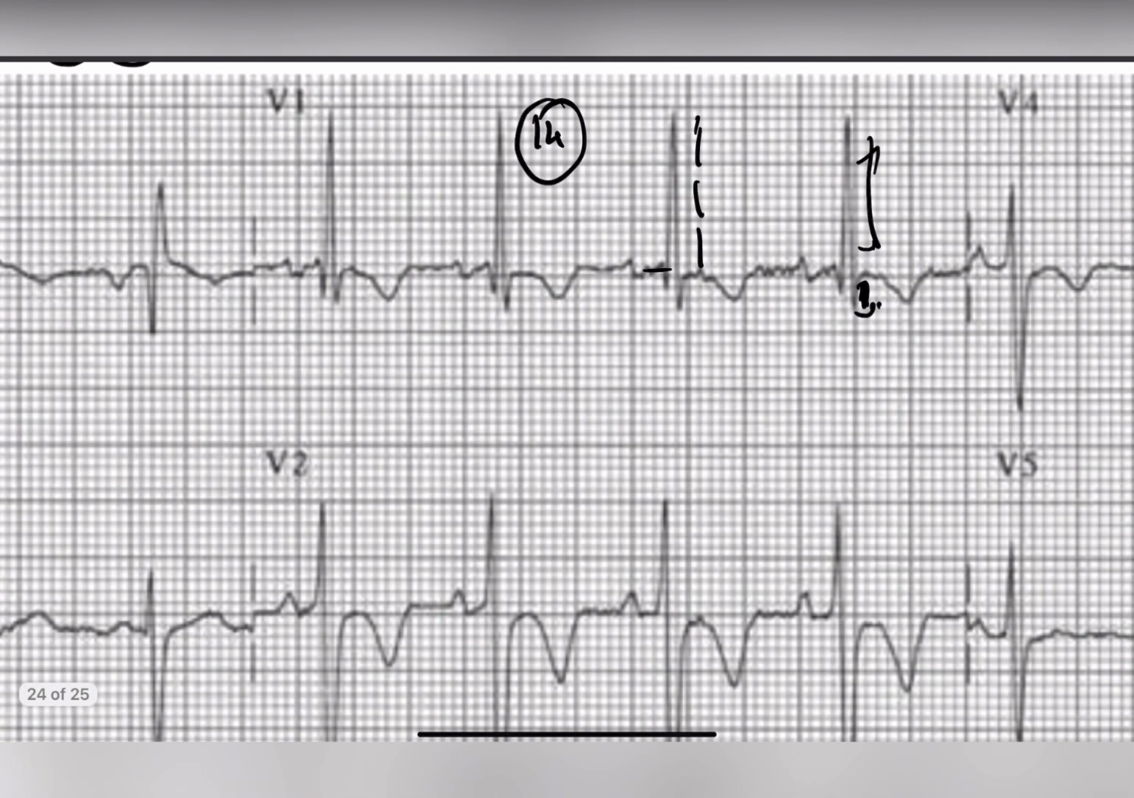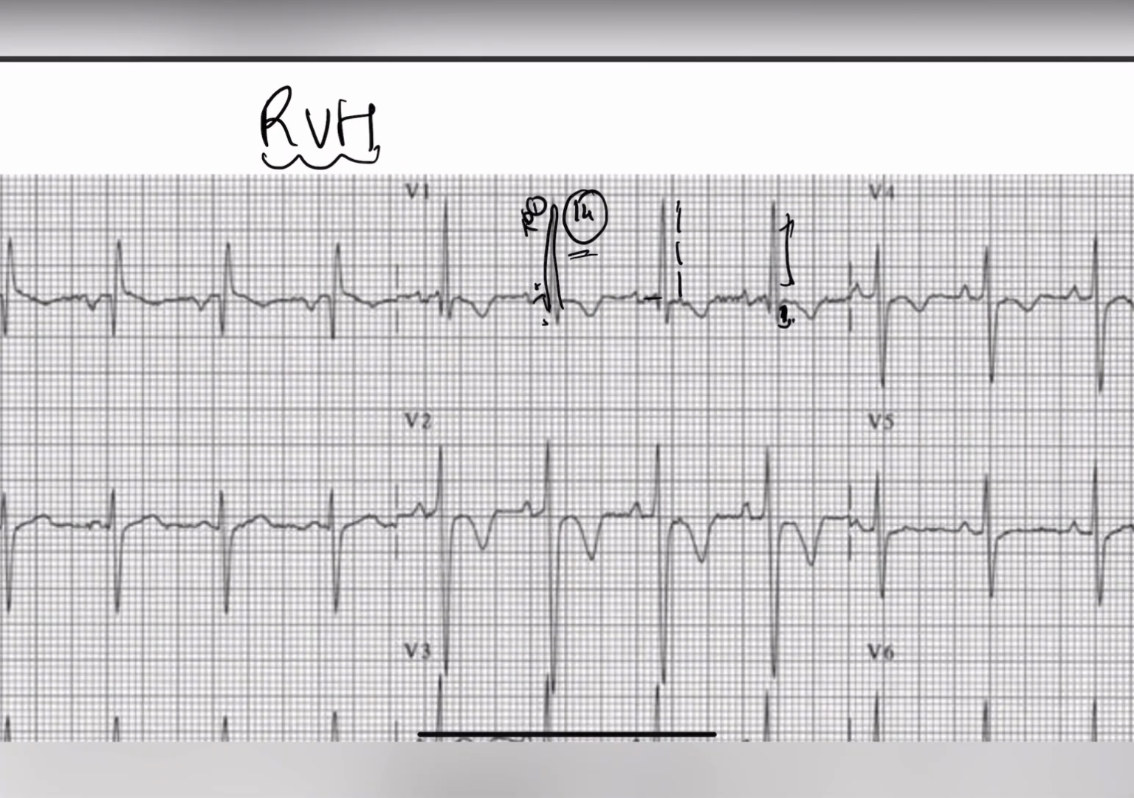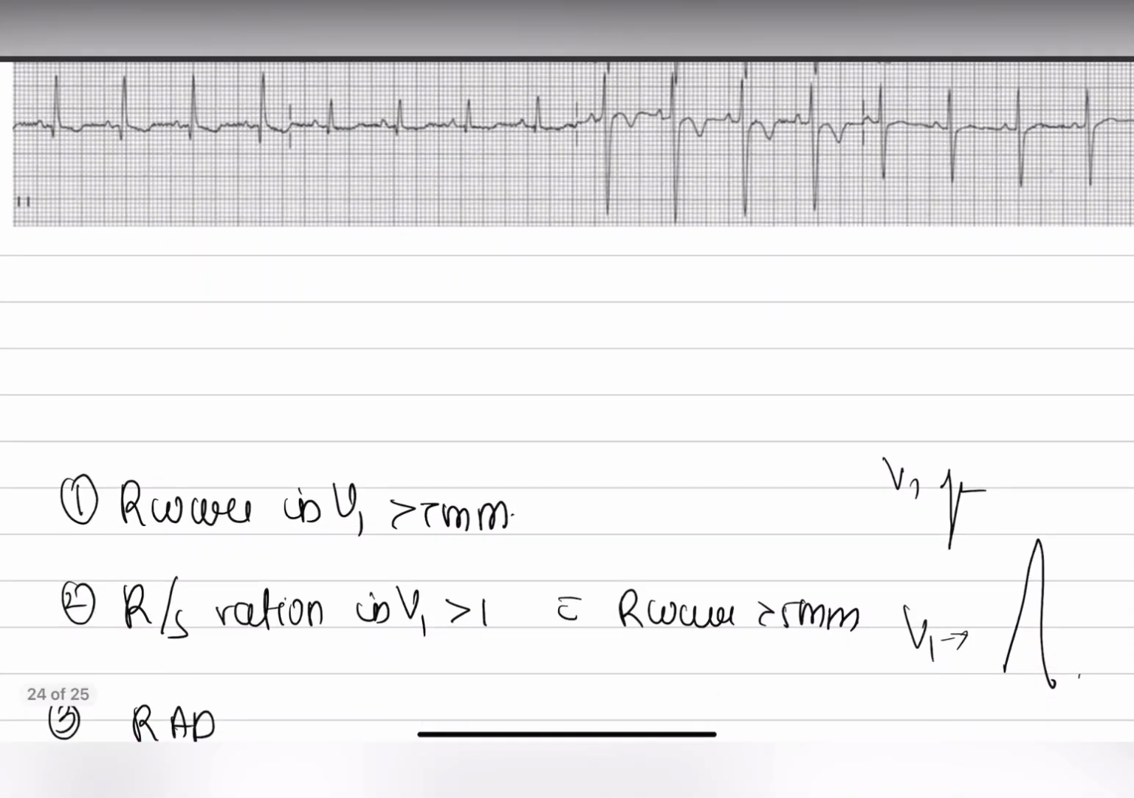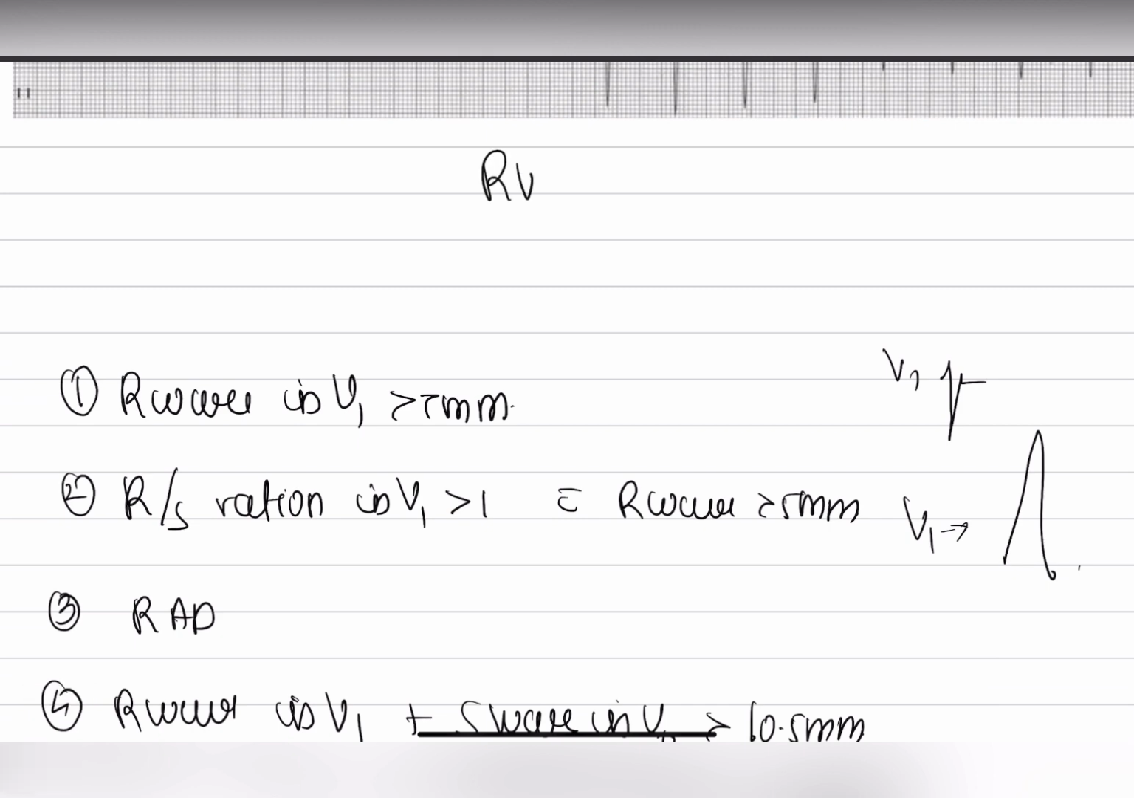Even if you look close, this is the R, this is the S, and this is the R dash. R dash is very prominent. This R prime, we see it is more than 10 mm. That is also indicative of RV enlargement. And one more thing you can see is the secondary ST-T changes. The secondary ST-T changes indicate it is an example of RV pressure overload. When there are no secondary ST-T changes, you have to consider it as RV volume overload.